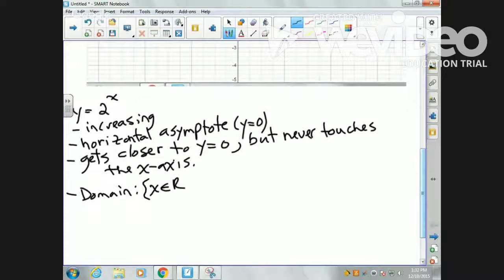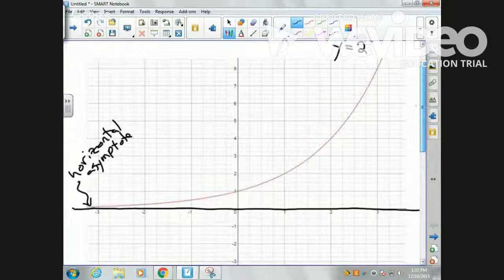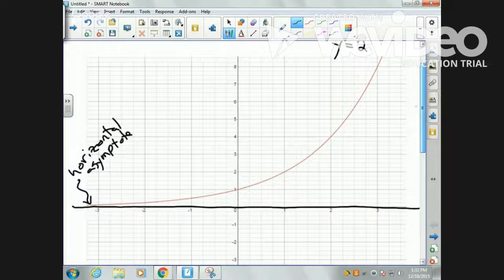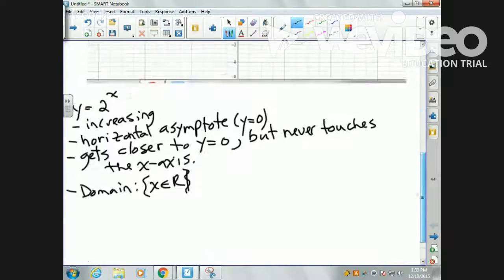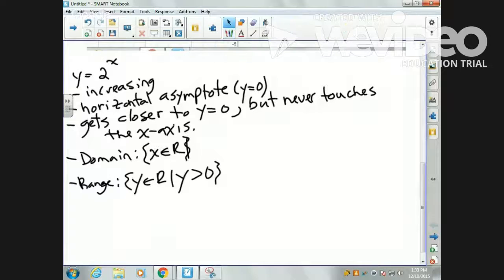And what about the range? Look at the graph, think about the range. So again, the range of the possible y values. If you look at this graph, you can see that y can get infinitely big, but that y can never be less than or equal to 0. So the range is that y is an element of the reals, such that y has to be strictly greater than 0. So it can't be equal to 0, it has to be greater than 0. So these are the characteristics of the graph of y equals 2 to the x.